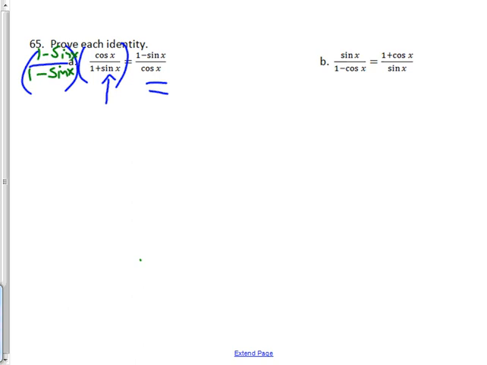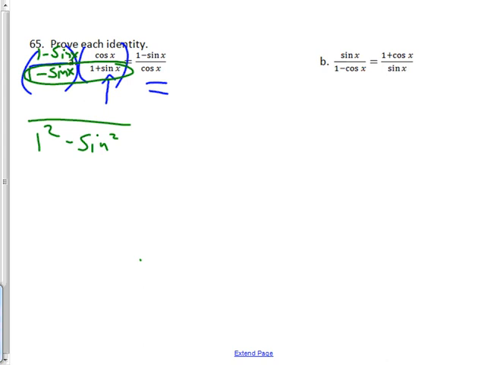And then the bottom part becomes 1 squared plus the sine x minus the sine x, which cancels. And the last is minus sine squared. So the bottom of this fraction is 1 minus sine squared. Have you ever seen that before? What's 1 minus sine squared? Cosine squared. It comes from this one.